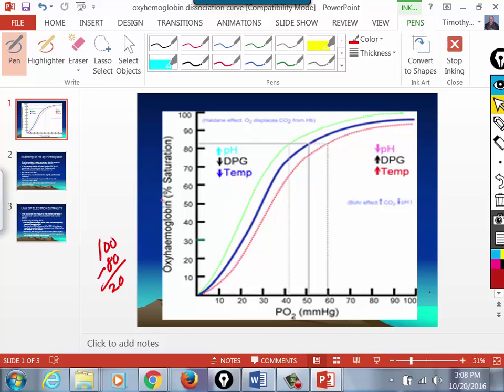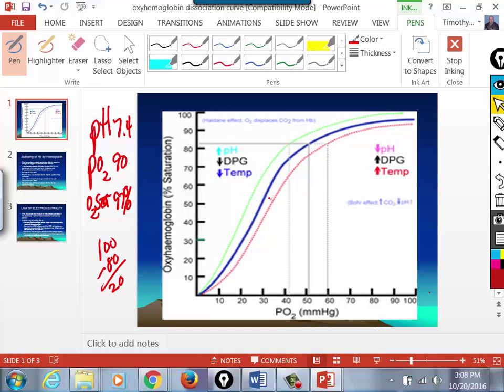Now, the reason there's three curves here is the middle thick blue line represents normal physiology. So it represents a pH of 7.4, a Po2 of 90, and an oxygen saturation of 97.